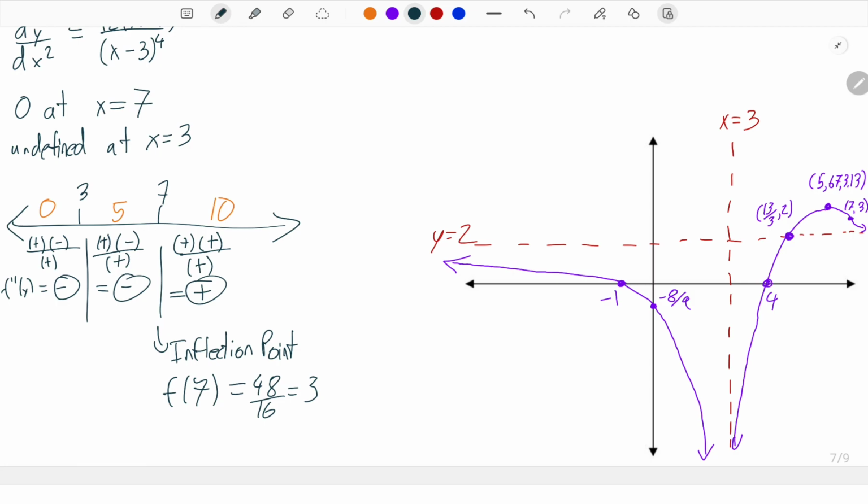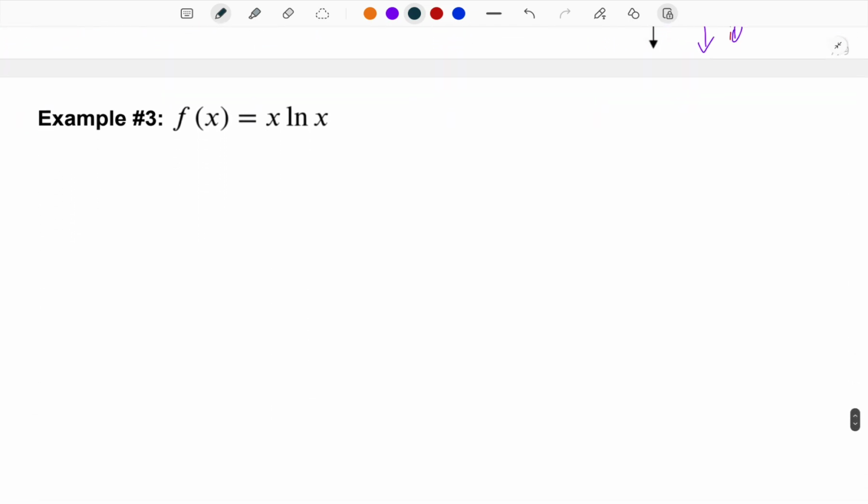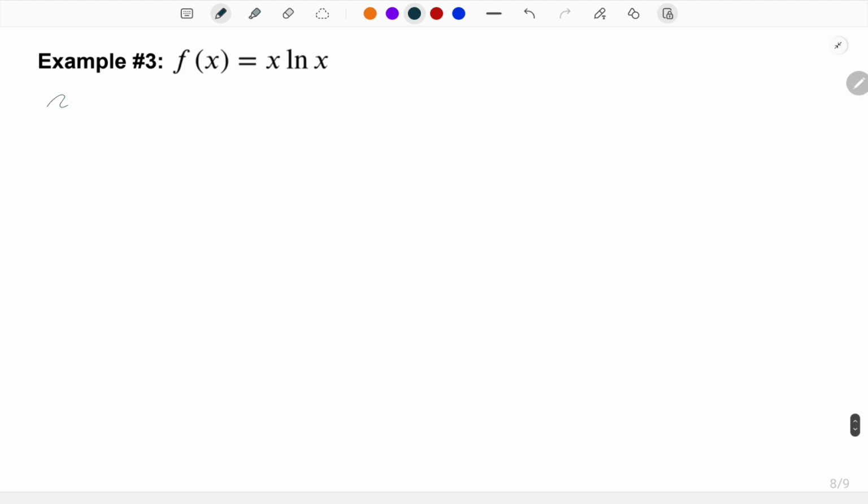All right. So yeah, doing these kinds of graphs does take a little bit of time, but the idea is first and second derivative can give us that extra information to make it that little bit more accurate. So let's do one more. So let's calculate some derivatives and then get some other information.